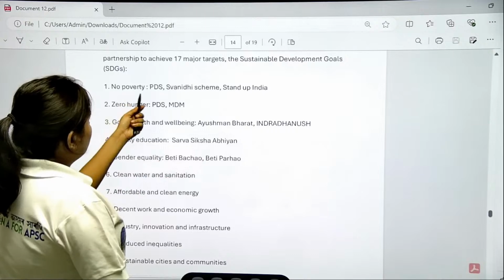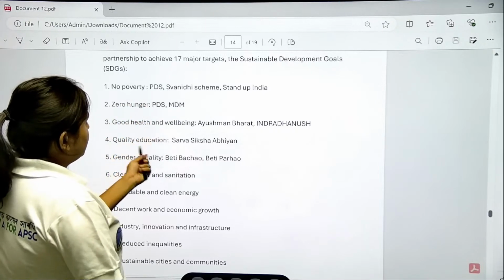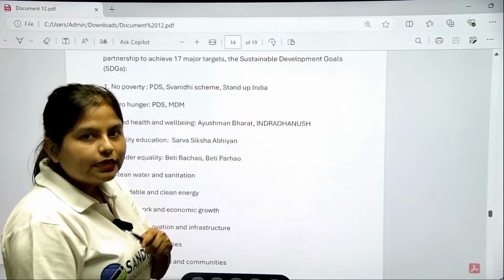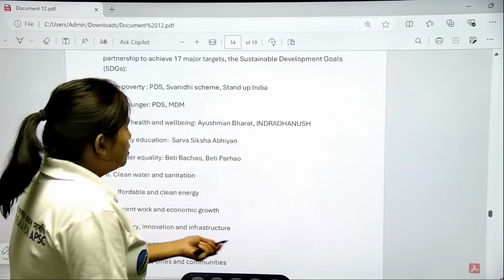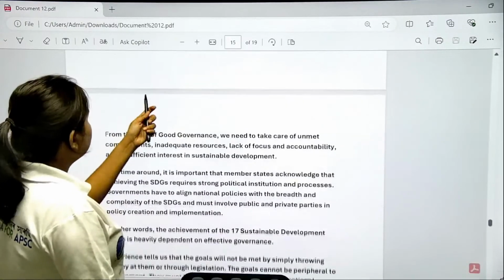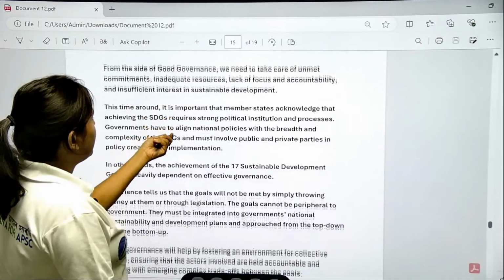So for the no poverty goal, I will have to write some of the government of India schemes or government of Assam schemes. Understood? Otherwise it will be incomplete. Okay, so I have written all 17 here for your kind reference.